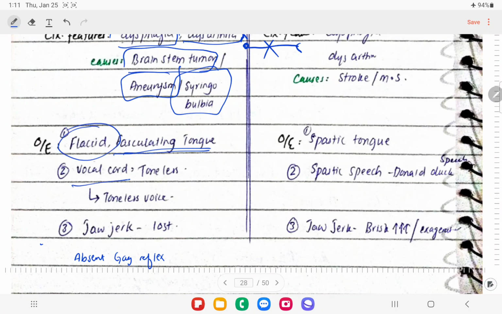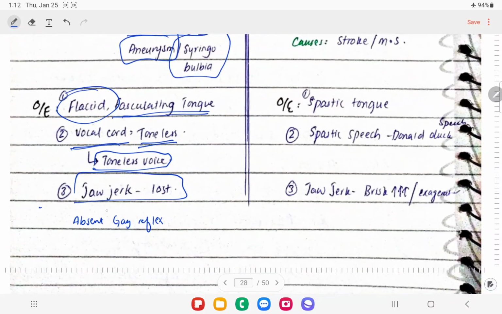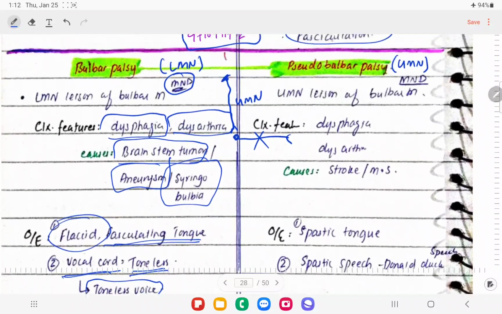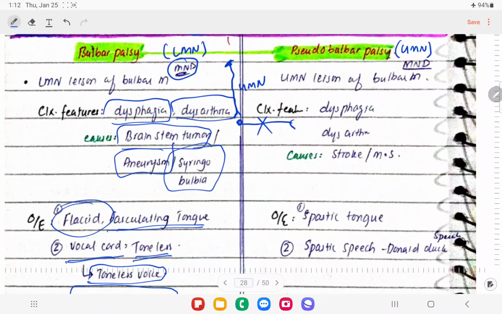So if we check the vocal cords, they will be toneless. So in these patients, there will be a toneless voice, right? And if we check the jaw jerk, this will be lost in these patients, right? Another thing is that if we check the gag reflex, the gag reflex will be involved, right? Gag reflex will be absent in these patients, right? So that's all about the bulbar palsy.